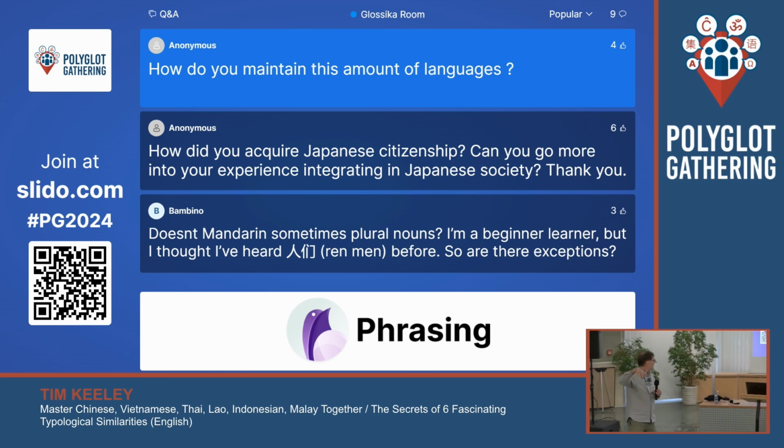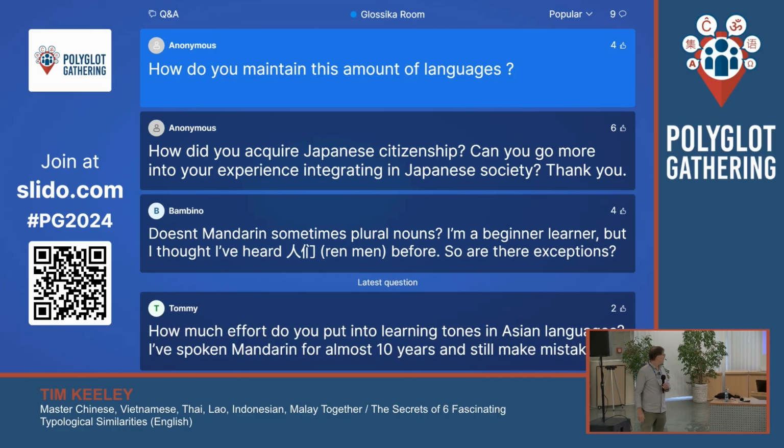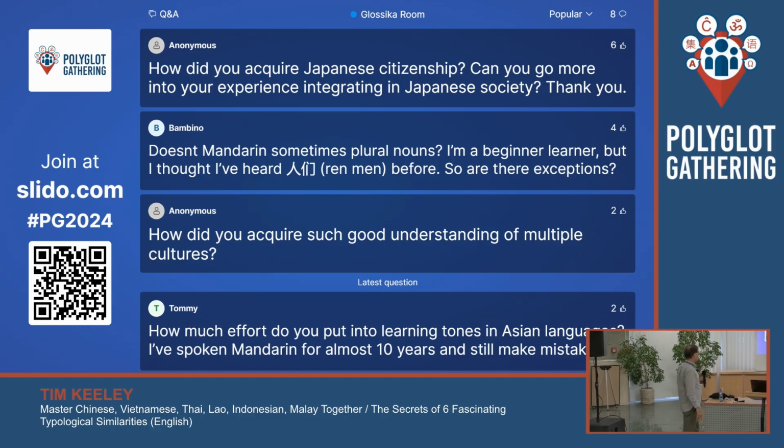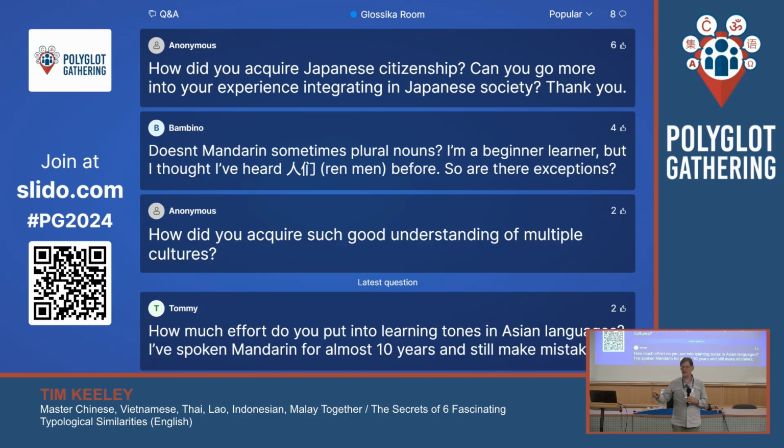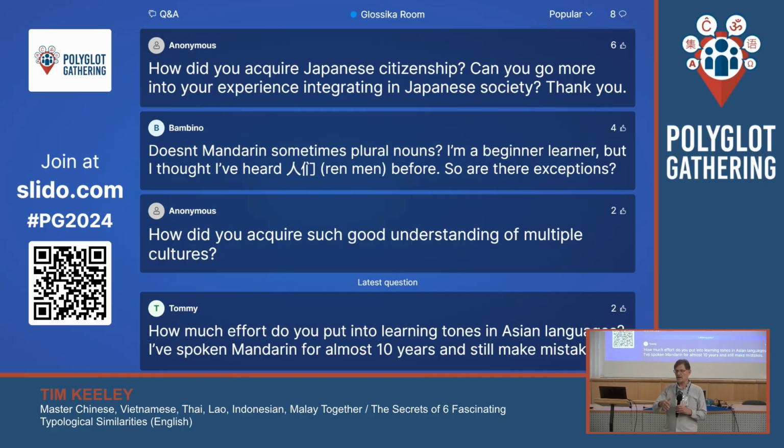And how do you acquire that? Okay, no more? Is that it? Okay, oh, wait. How much effort do you put into learning tones? Okay, so the tones are very important for certain languages like Mandarin, extremely important, and it doesn't take you that long to catch on to them. There are some changes when they're combined together. Thai is a little bit tougher.